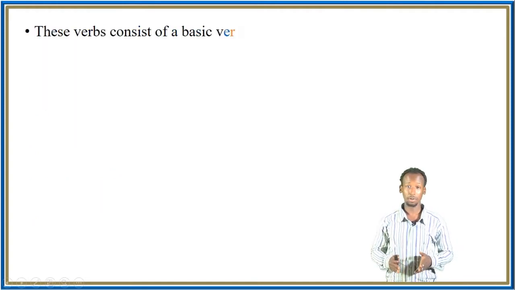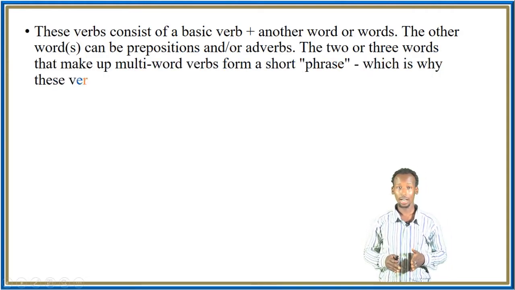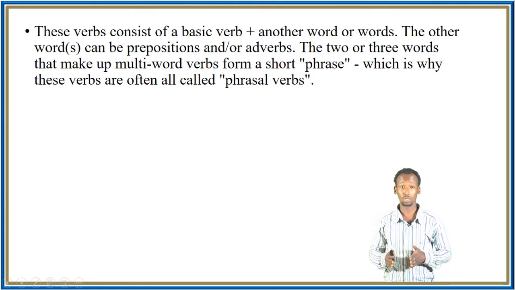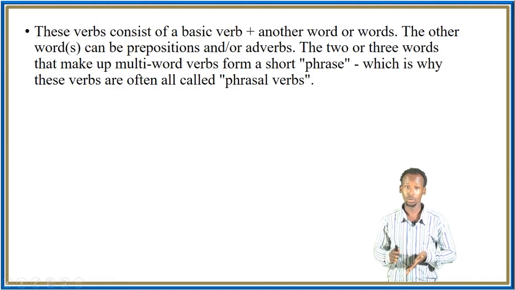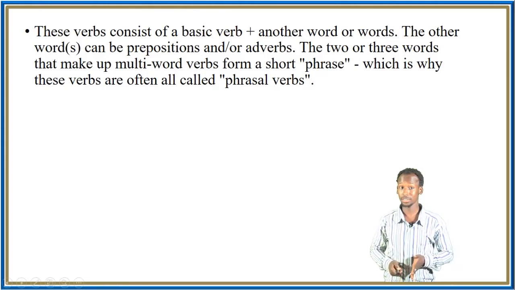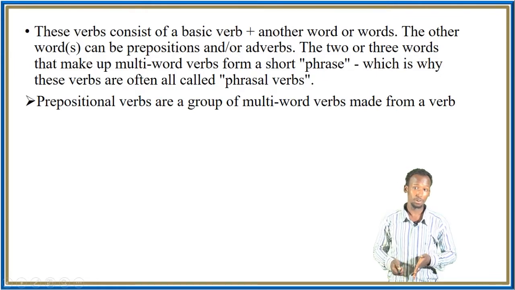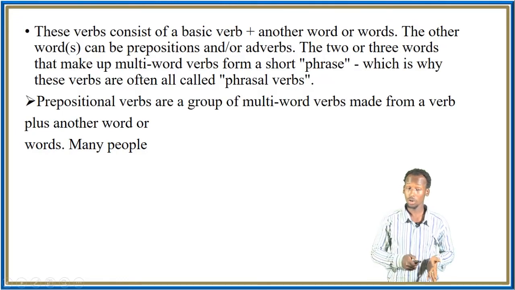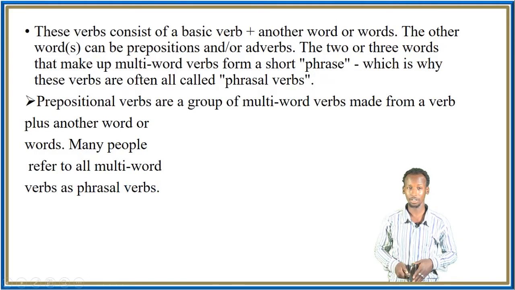These verbs consist of a basic verb plus another word or words. The other words can be prepositions or adverbs. The two or three words that make up multi-word verbs form a short phrase, which is why these verbs are often all called phrasal verbs. Prepositional verbs are a group of multi-word verbs made from a verb plus another word or words. Many people refer to all multi-word verbs as phrasal verbs.